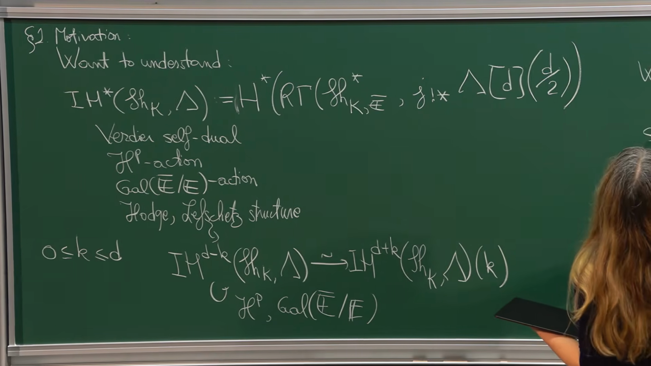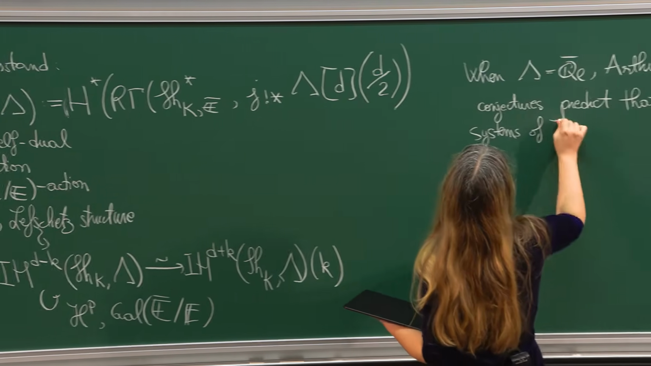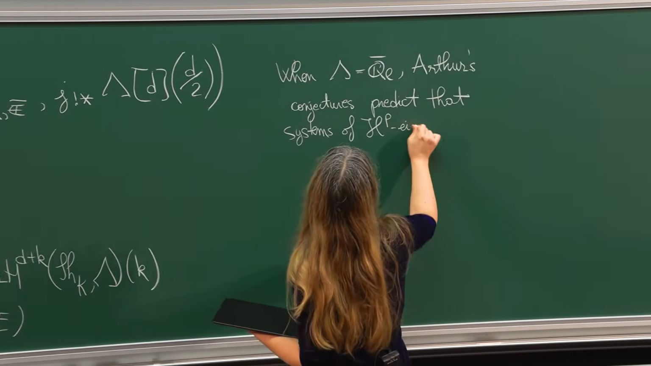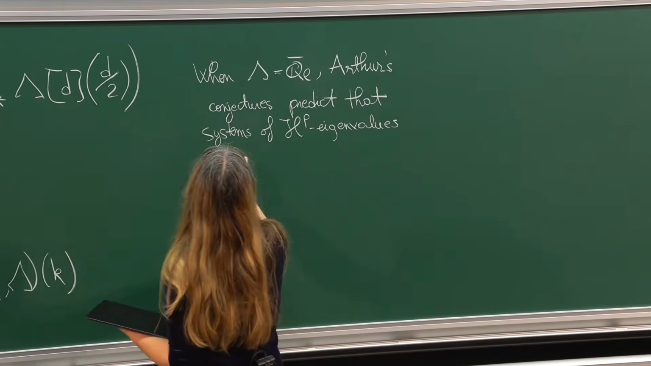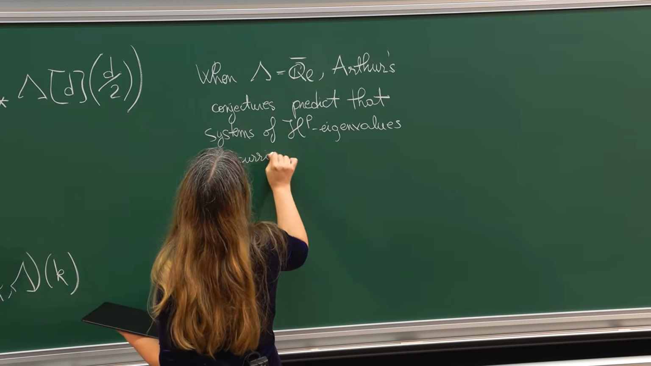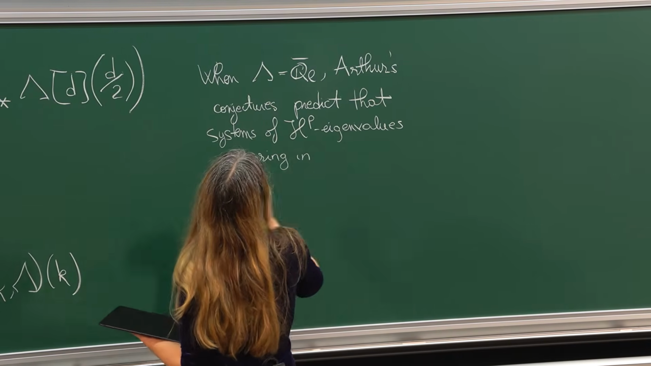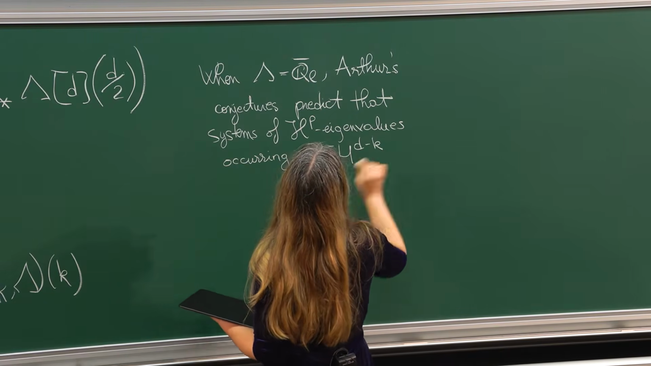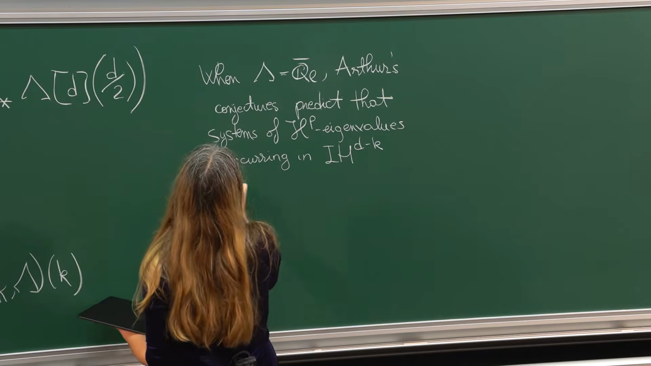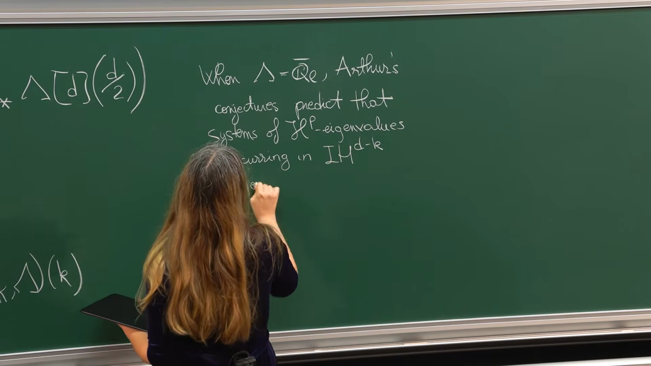So systems of Hecke eigenvalues occurring in IH, say d minus k, are more and more degenerate as k increases.